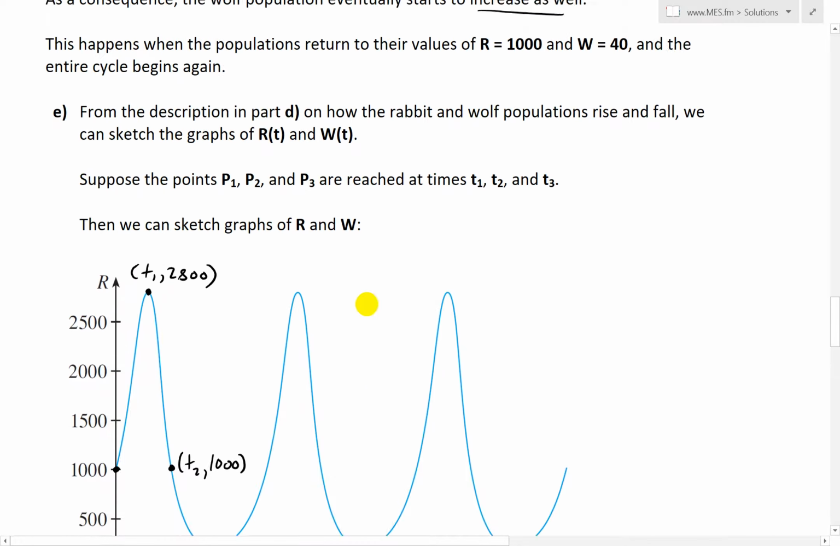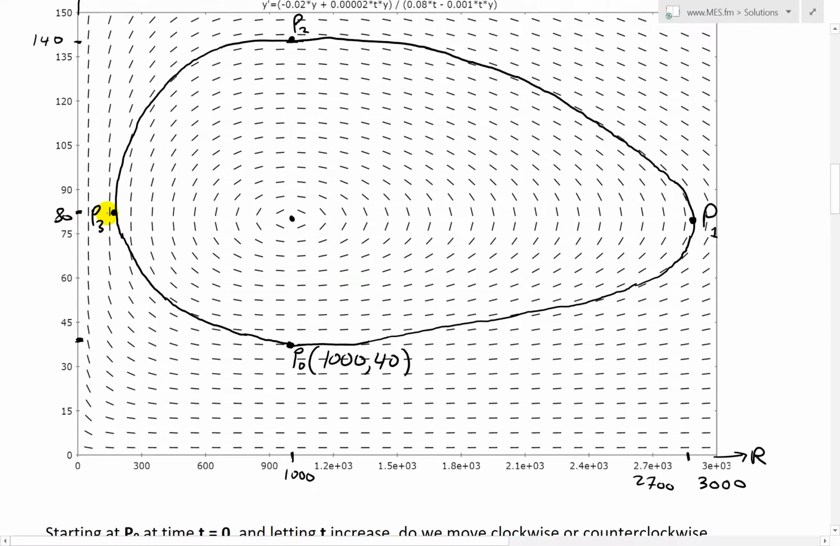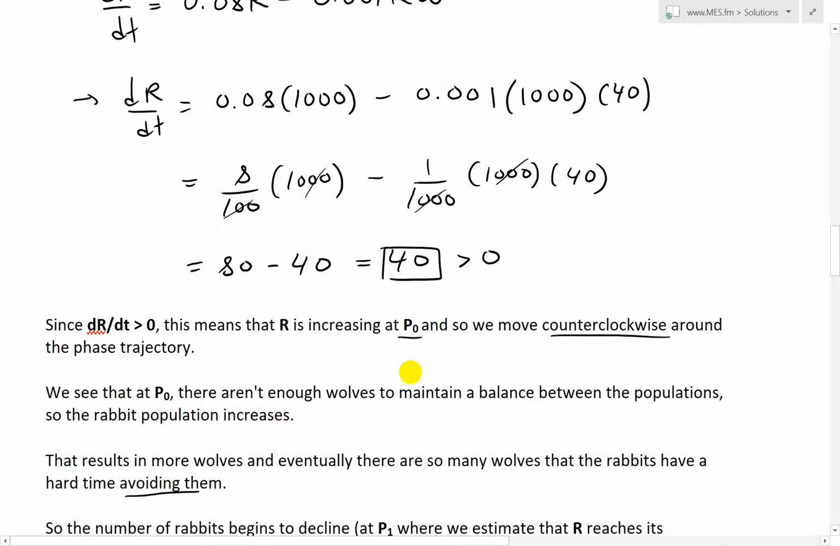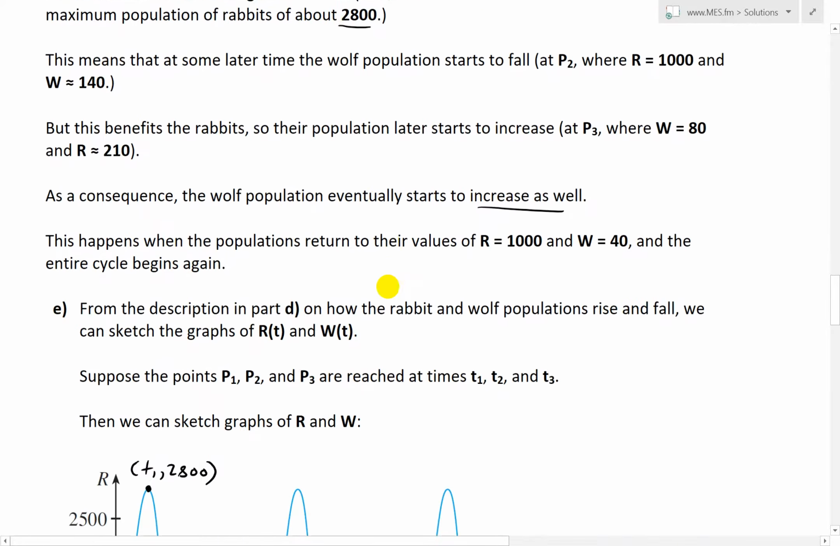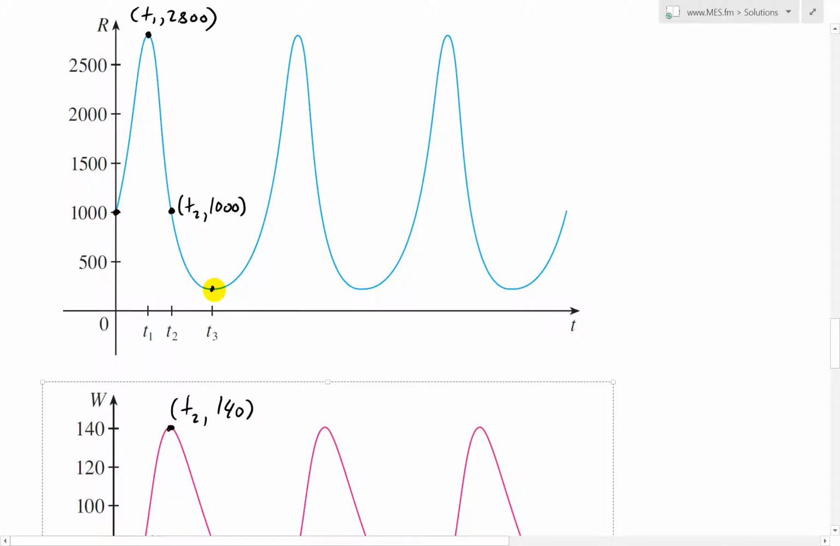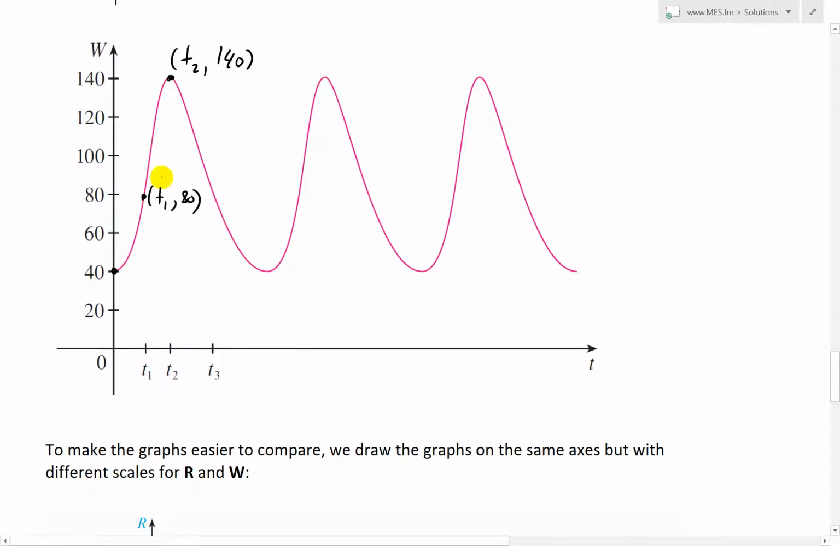And now we look at the last one, T3. T3 is about 80 wolves and about 210 rabbits. That's what my calculus book uses, roughly 210. So that's at the very low end here, T3, at 210. But for the wolf population, it was at about 80. So at this point here, this is T3 and about 80.